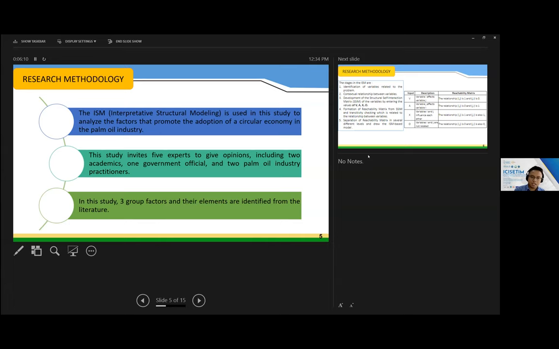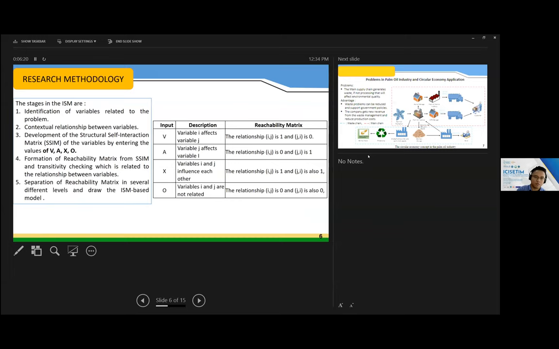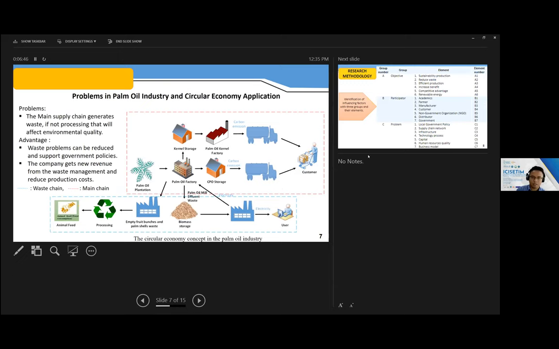In this study, there are three group factors. Their elements are identified from the literature. So this is the step of the ISM. First, I identify the variables related to the problem, and then the experts fill in the questionnaire. And then after I get the FACSO number, I convert it to the reachability matrix.